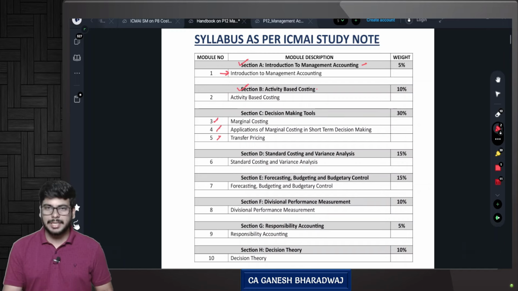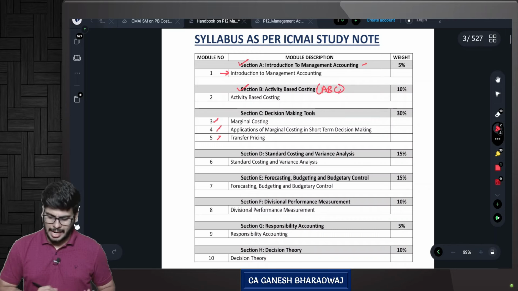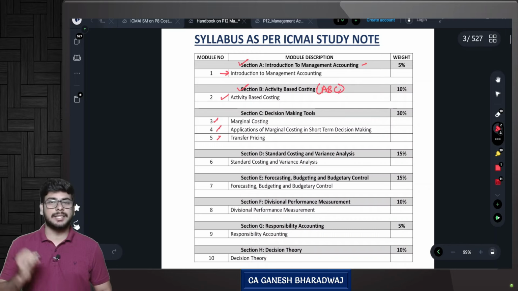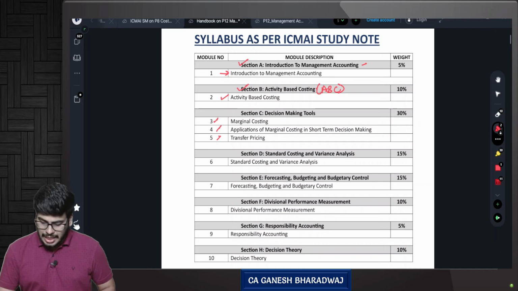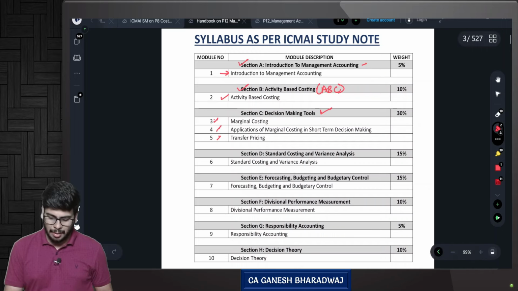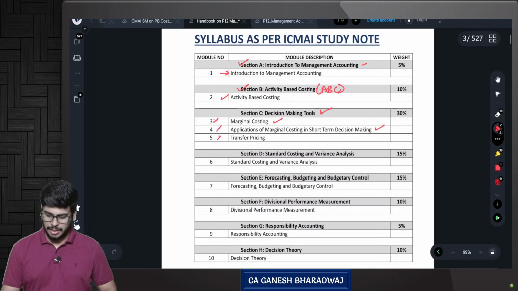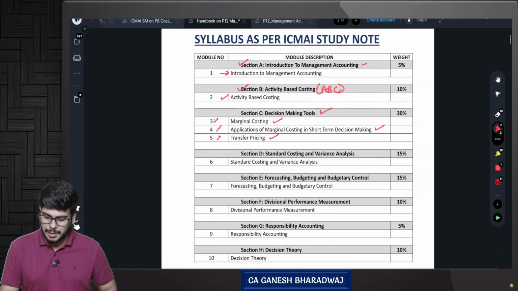Section B, ABC, activity-based costing. What it is and all, we will see later. Don't worry about that. Inside that Section B, there is one module. Then there is Section C, decision-making tools. This is the only section where there are multiple modules, multiple chapters. Under this Section C, you have marginal costing, applications of marginal costing in short-term decision-making, and transfer pricing. Like that, you have three modules under this particular section.